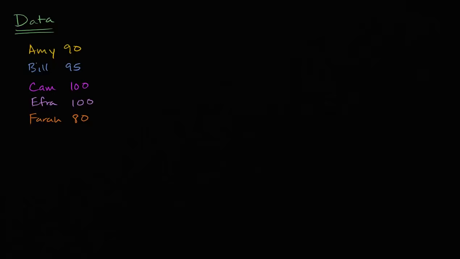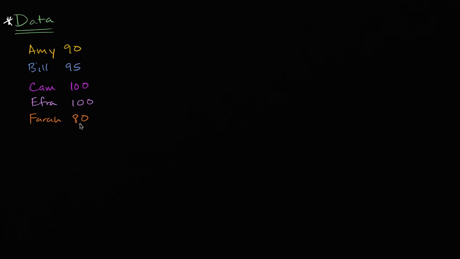What I want to do in this video is think about all of the different ways that we can represent data. So right over here we have a list of, and I'm just using this as one form of data, a list of student scores on, say, the last test. So Amy got 90% right, Bill got 95% right, Cam got 100% right, Efra also got 100% right, and Farah got 80% right. This is one way to show data.